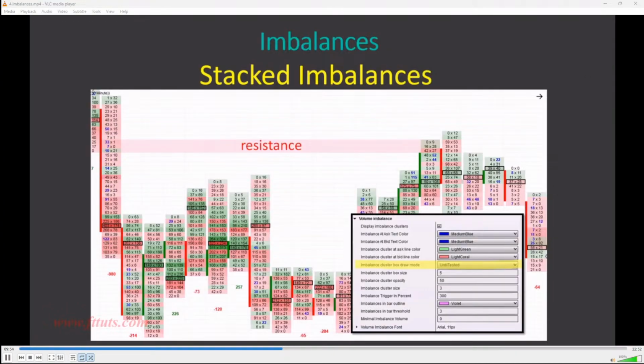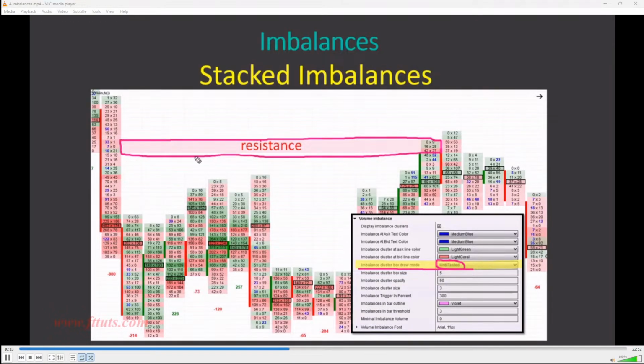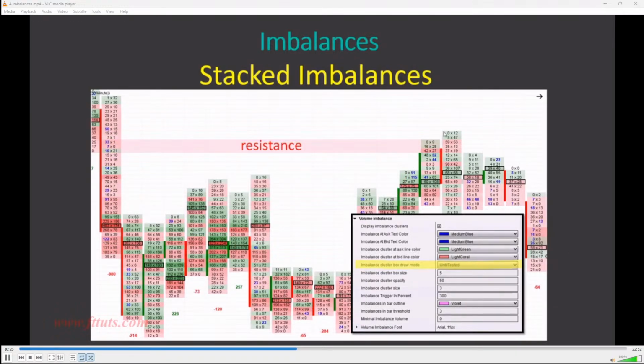Now, there's one more setting for this box. It's a pretty important setting. Imbalance cluster box draw mode. When it says until tested, then it means that this whole box will show until the price hits it and tests it. You can alter that, so this box will, for example, show only for a certain period of time, but I like to use it this way. I like to have those printed like this until those levels get tested.